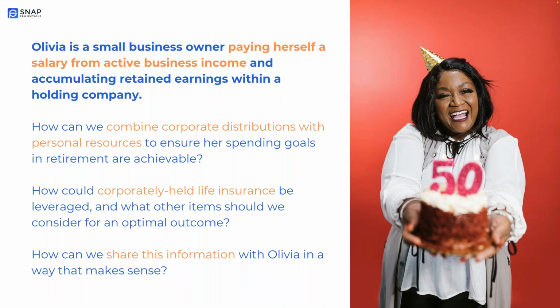How could corporately held life insurance be leveraged? And what other items should we consider for an optimal outcome? But most importantly, how can we share this information with Olivia in a way that makes sense to her?